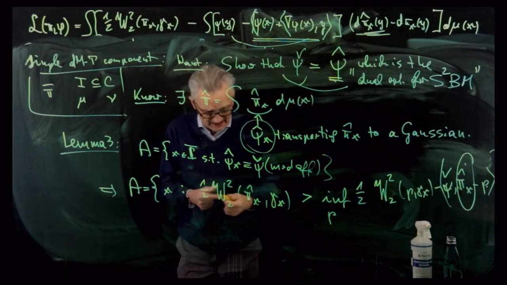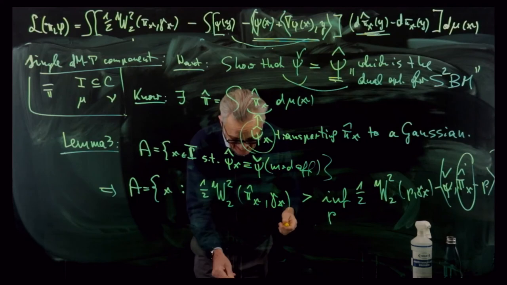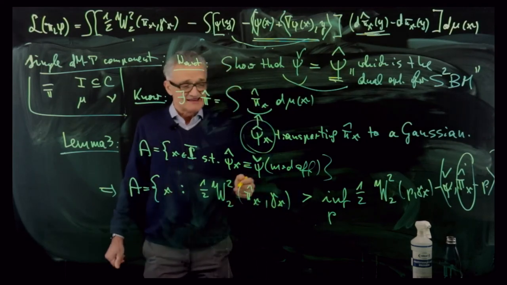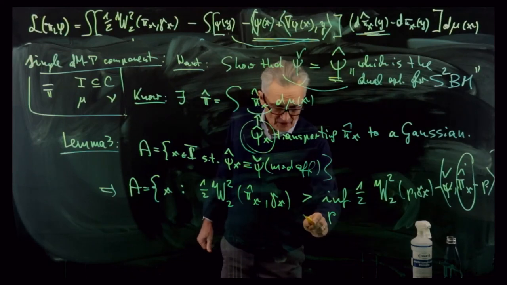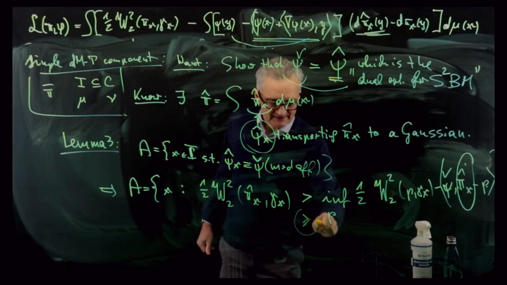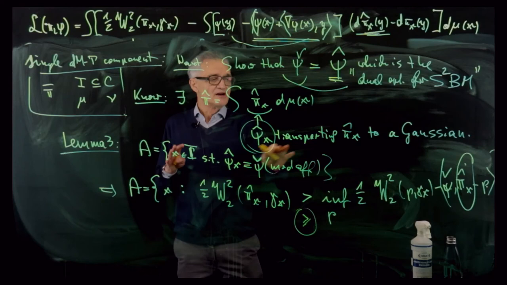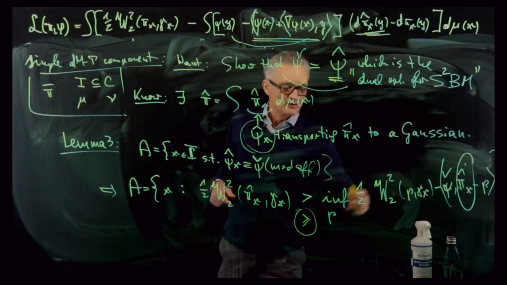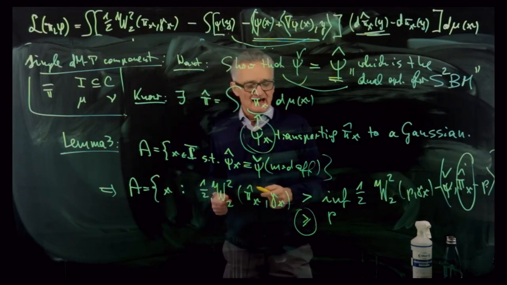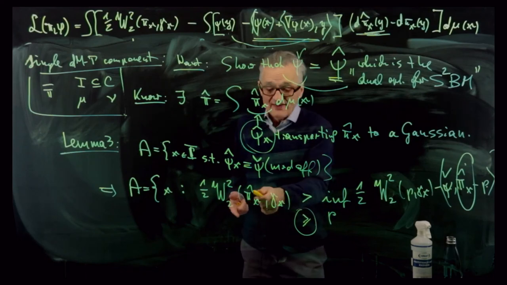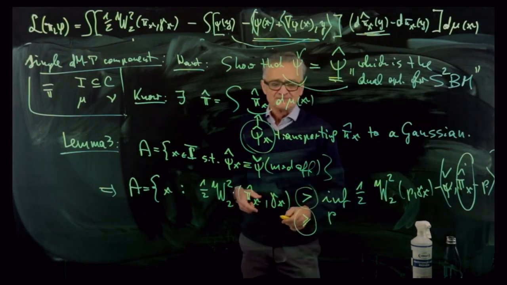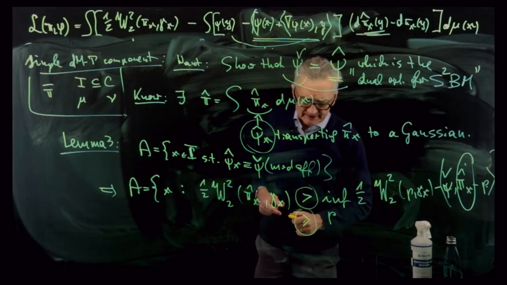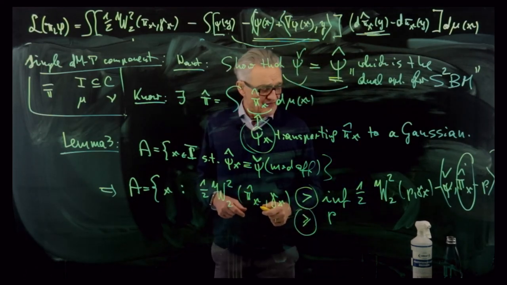I'm coming to an end here. The point is that this thing here is always bigger. We always have this thing here, by comparing the p with the pi hat of x. But when the two are different, then we have a strict inequality.